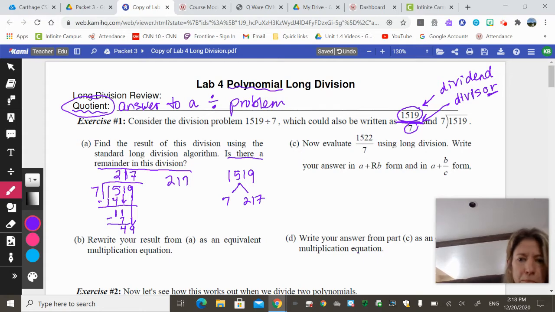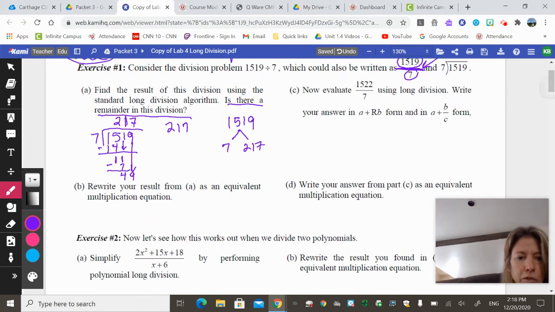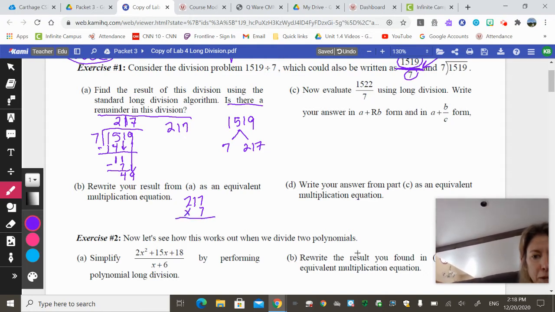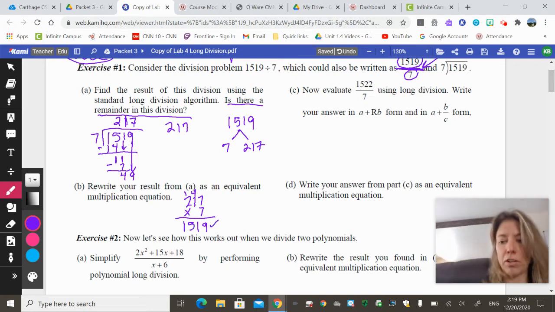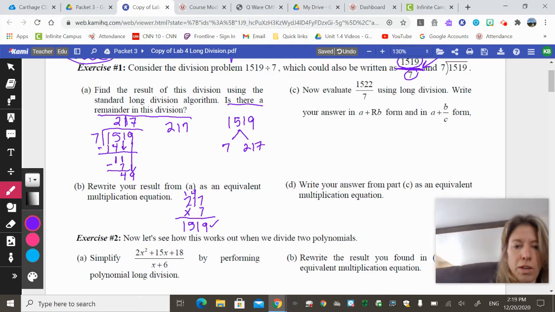All right, so now for part B underneath, it says to rewrite this as an equivalent multiplication equation. Since 217 and 7 are factors, when I undo the division by multiplication, I use the opposite operation. This is a way to check my answer, right? So 7 times 7 is 49. 7 times 1 is 7, plus 4 is 11. I carry the 1. And then 7 times 2 is 14, plus 1 is 15. And basically, I can check my answer. So you can check your answer with polynomial division also. If you just multiply the quotient times the divisor, you should get the dividend.